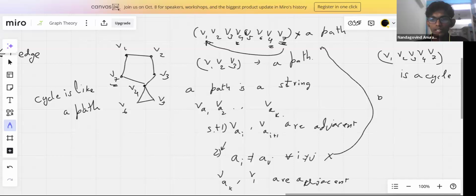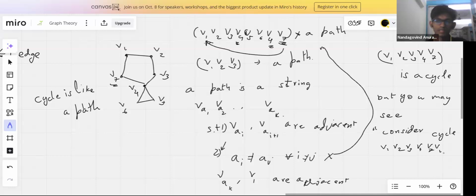But you may see the cycle V1, V2, V3, V4, V7, V1. You may see this when you're solving a question or checking someone's answer on AoPS or something. You might see some stuff like this written. But this is the best way.